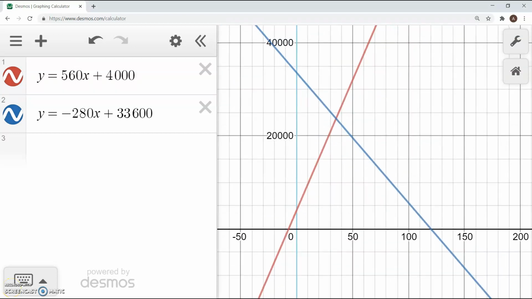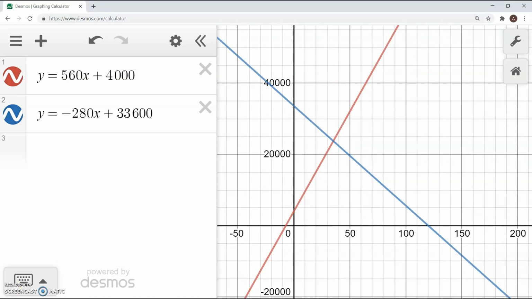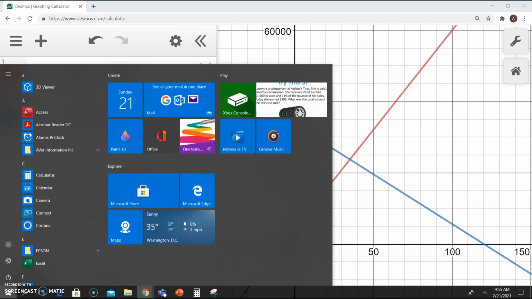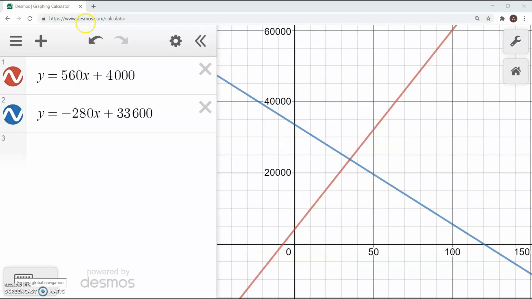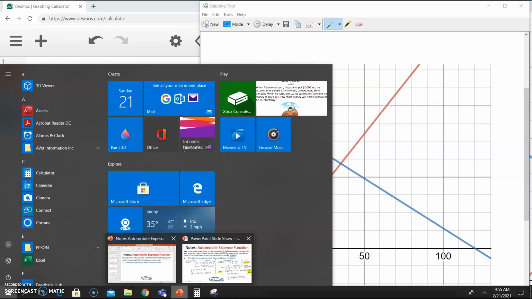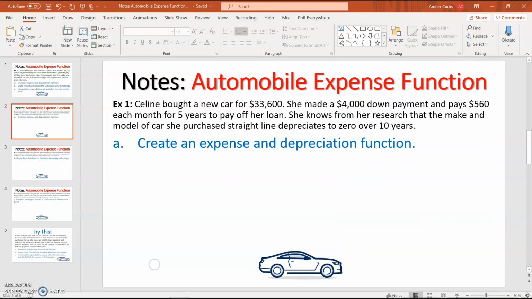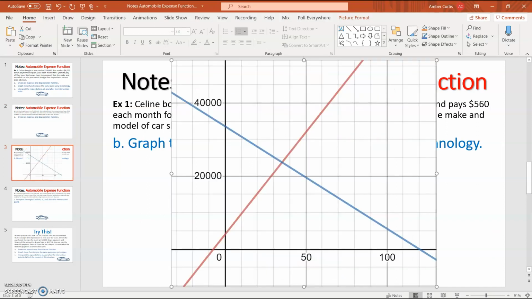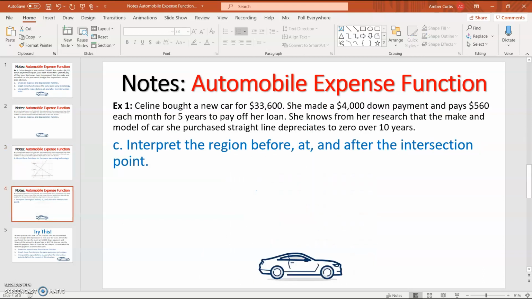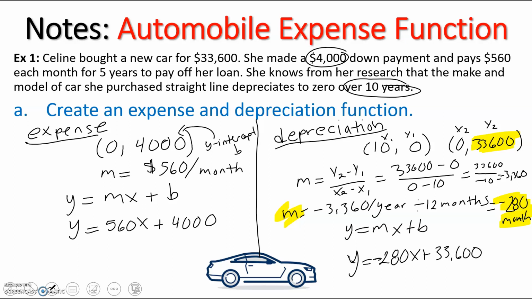All right, so we know here that the y-axis is the value or how much spent on the car, and our x-axis is going to be the number of months. So let's go ahead and snip this, and we are going to insert this into our document. So I'm going to go ahead and paste this, and we're going to talk about this on C. So I'm going to paste it in both locations, and then let's jump right back in.